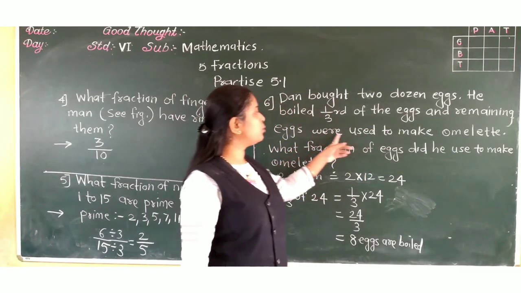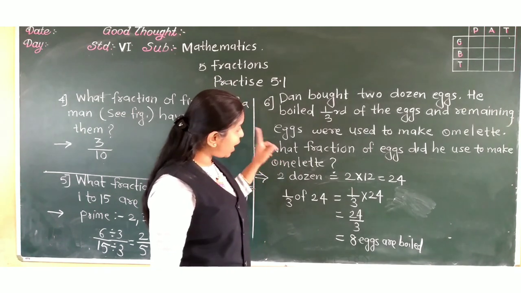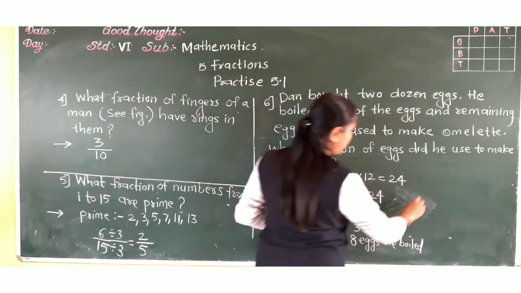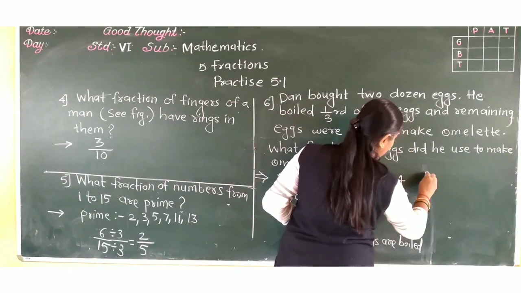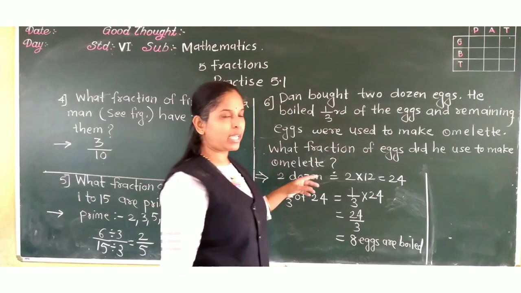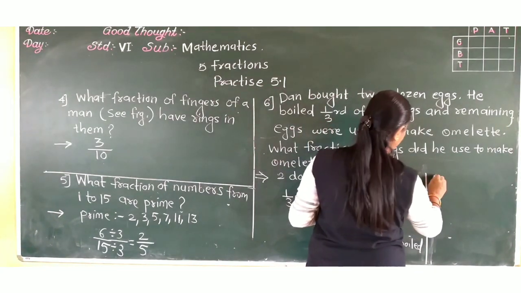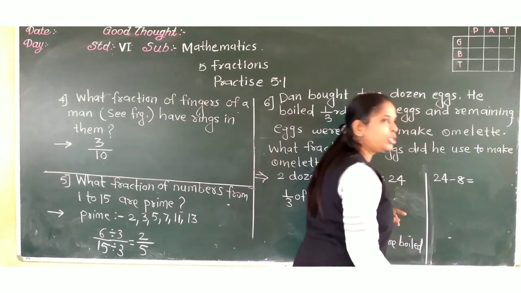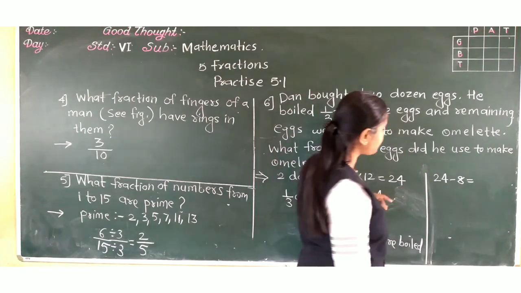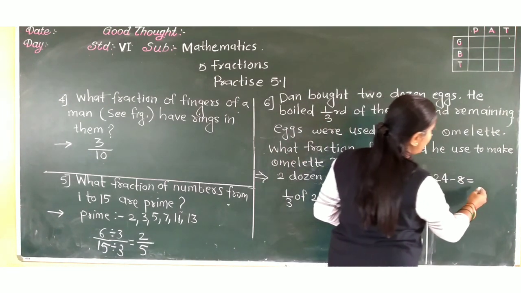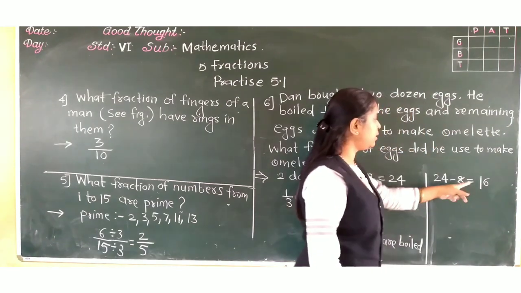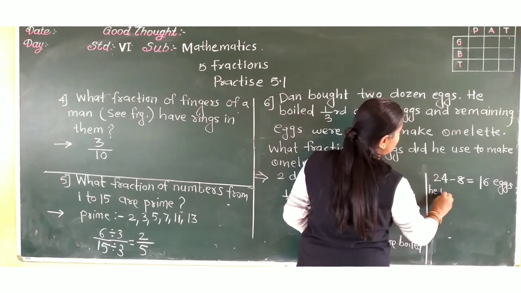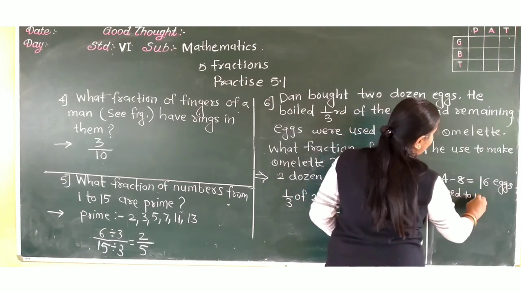And the remaining eggs he used to make omelette. So what fraction of eggs did he use to make omelette? That we have to find out. That means how many eggs he used to make an omelette, that we have to find out. Therefore 24 minus 8 is equal to how much? 24 minus 8. See here, 14 minus 8, 6. 16 eggs he used to make omelette.